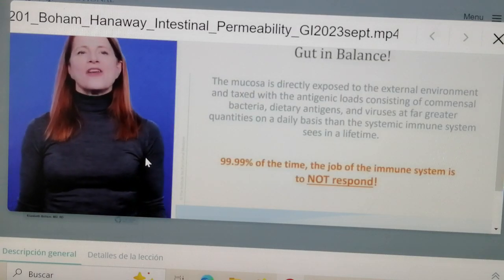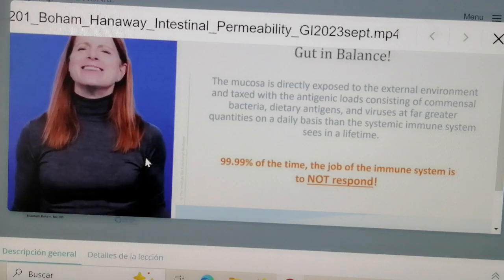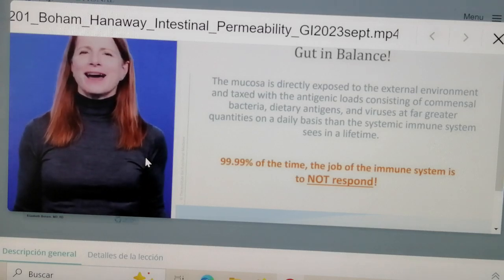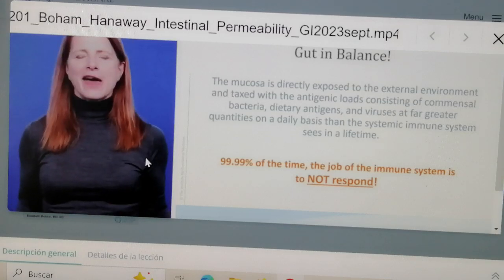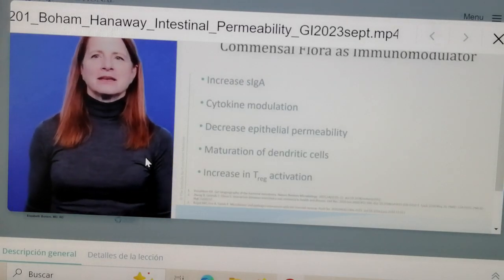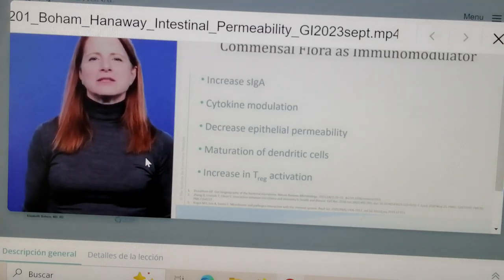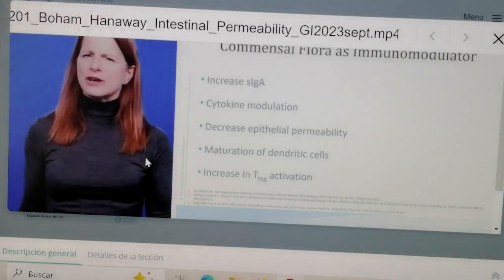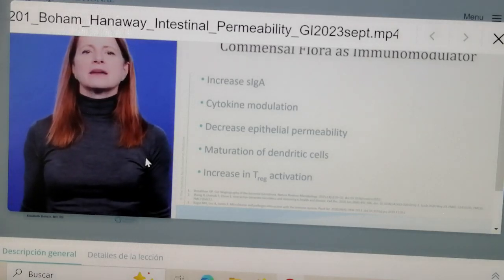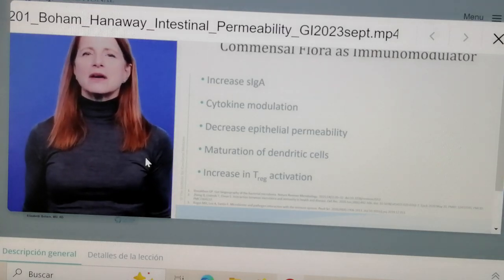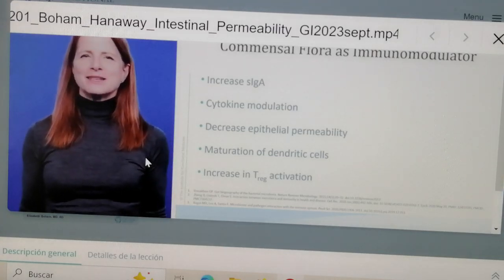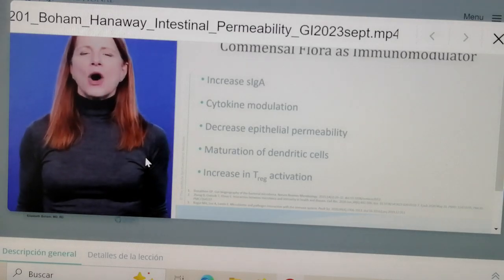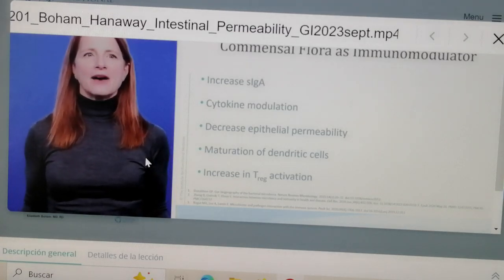Most of the time, the immune system's job in the gut is not to respond, right? 99.99% of the time, it has got to be recognizing the fact that things are all okay and I'm not going to overreact. And we do know that our good bacteria have a tremendous ability to influence this. And so we want to be supporting our good bacteria, of course. We know our good, healthy commensal bacteria can increase secretory IgA, which is a part of the immune system in the gut that's necessary for getting rid of unwanted bacteria. It can impact the inflammatory response we have.